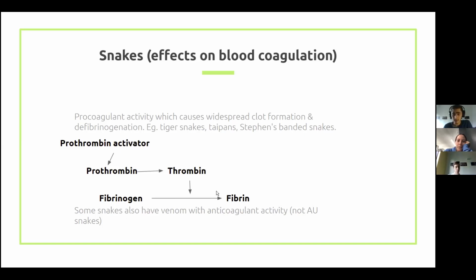Some snakes, uniquely, not Australian ones, have venom which actually has anticoagulant effects. They didn't talk about it much because it's not really relevant to us in Australia, but just be aware that there are snakes that have the opposite effect in their venom.